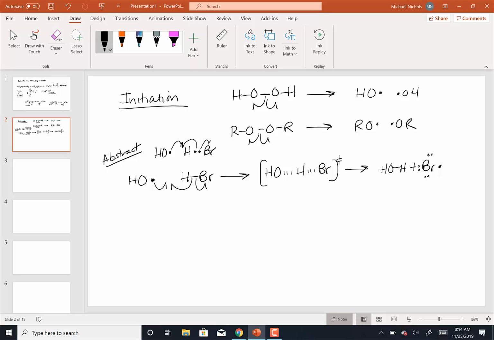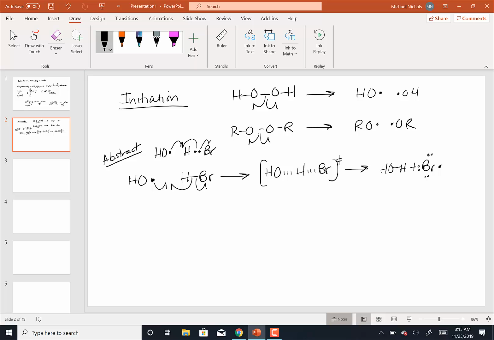But it still has an unpaired electron. So this is the initiation step. The hydrogen peroxide, when you heat it, or just naturally, will break apart like this to form two hydroxyl radicals. The hydroxyl radical then reacts with HBr.